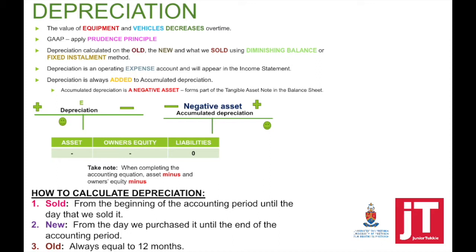Always remember, when we're calculating depreciation on what we've sold, it is always from the beginning of the accounting period until the day that we have sold it. When we calculate on the new, it's from the date on which we purchased it until the end of the accounting period. The old and the remaining is always equal to 12 months.